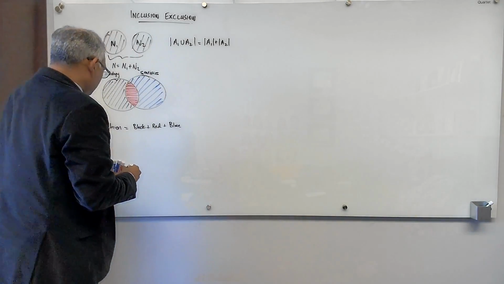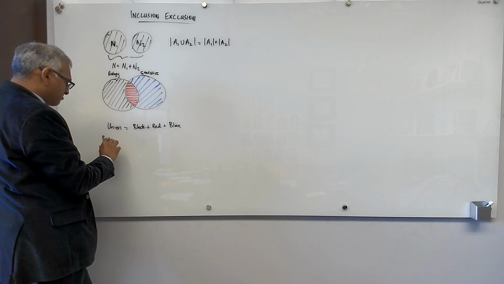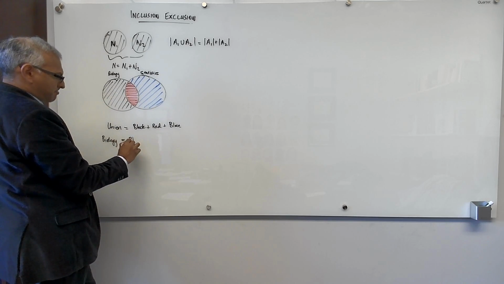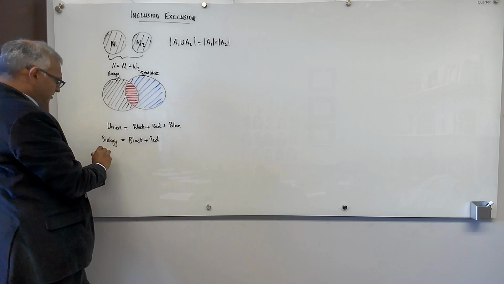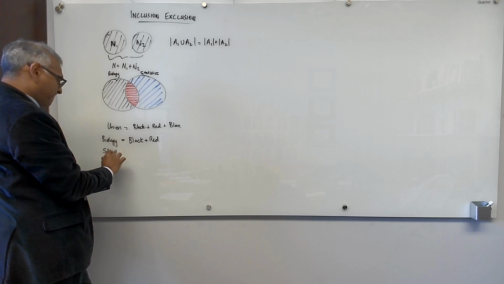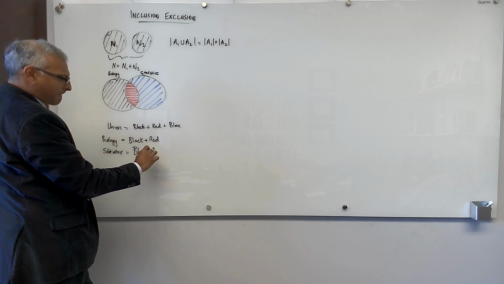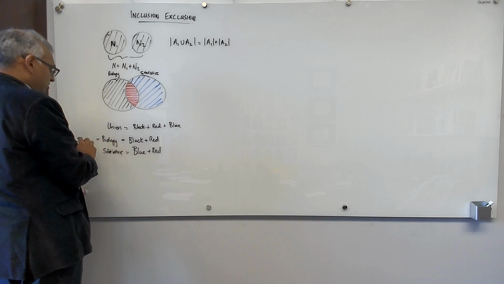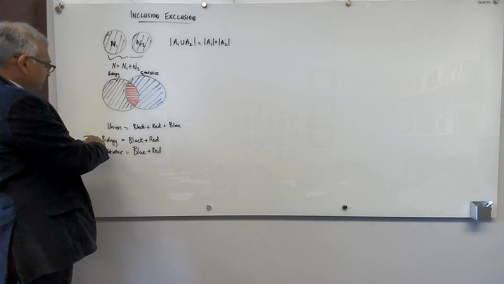But we can say biology is equal to black plus red, and statistics is equal to blue plus red. Now, we know that the number of books in biology is 500, and the number of books in statistics is 300. And I would like to take the sum of these.